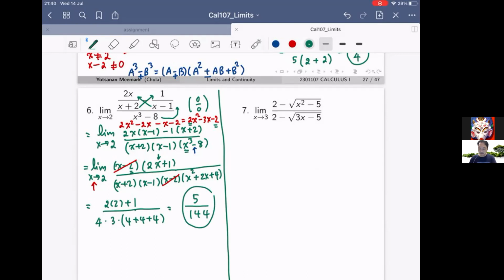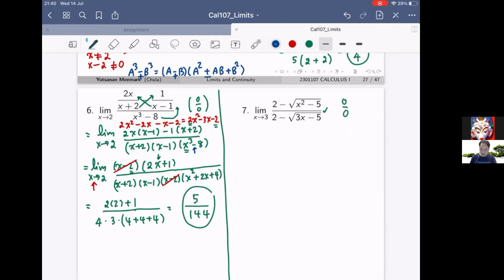This one, same thing. As you plug in 3, you got 2 minus 9 minus 5, so it's 2 and 2 is 0. As you plug in 3, you have 2 minus again 9 minus 5, right? So it is the same 0. So try to manipulate.